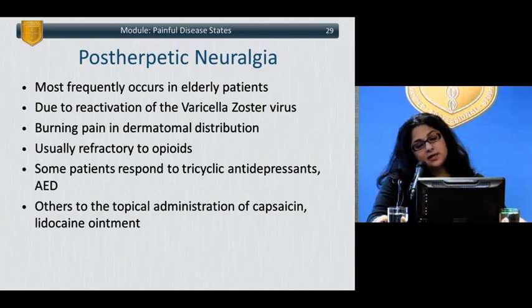It as well is a type of neuropathic pain. It commonly occurs in our elderly population at times of stress or immunocompromise. It is due to the reactivation of the varicella-zoster virus.